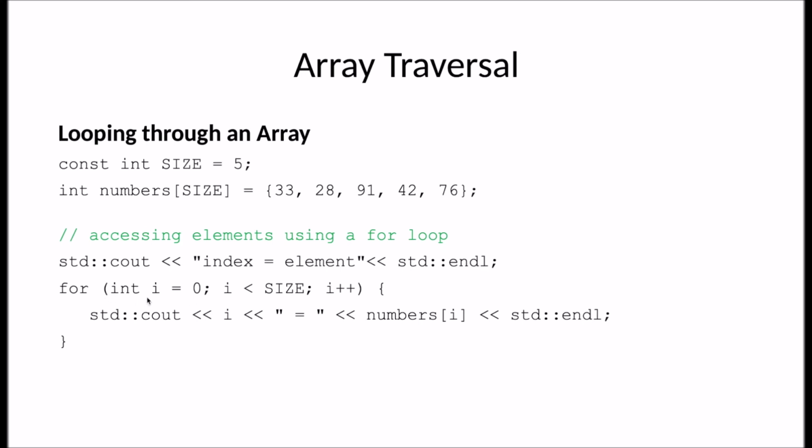Then I use a for loop starting at i equal to 0. The index starts at 0. I less than size. Again, make sure you use less than, not less than or equal to. And then I increment the index in each iteration. And then I have a cout statement. I output the index followed by an equal sign, and then the element stored at that index. And then I add a line break.